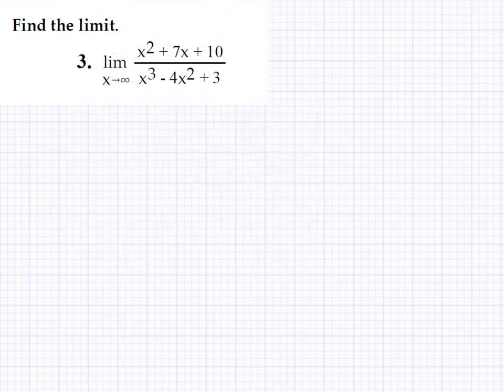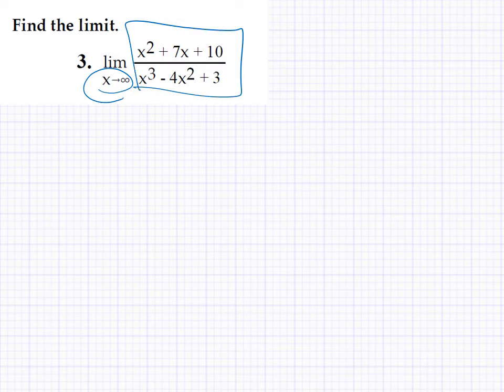This one's a little different. If you look, x is approaching infinity. So when x approaches infinity, we treat this a little bit different here. In this case, this is a rational function. When you're taking the limit of a rational function as x goes to infinity, it's all about the degrees of the numerator and denominator. If you notice, the degree of the denominator is bigger. When the degree of the denominator is bigger, this limit simply is 0.